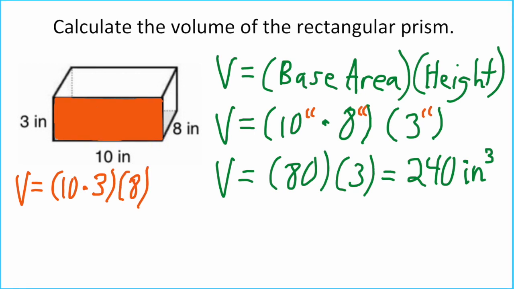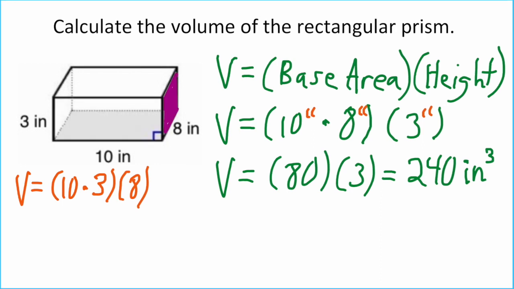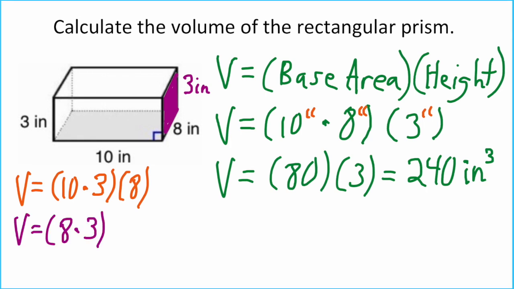Let's say instead I want to use the left or the right. So that purple panel on the right, let's say that's my base. And let's just add the 3 inches over on that side so it's easier to see how this works. So now our base area is 3 by 8, and the distance between the two left and right sides is our height of 10. Both of those formulas there, 10 times 3 times 8, and 8 times 3 times 10, gives us the same exact answer that we did at the start.